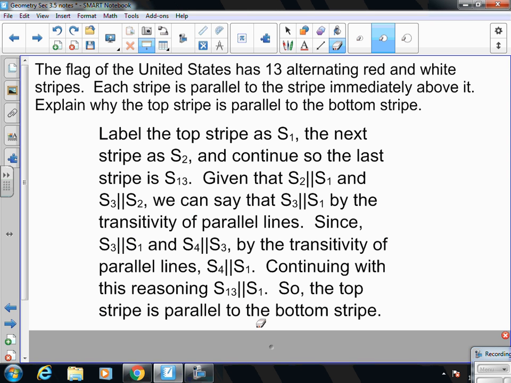And so since stripe 13 would be parallel to stripe 1, the top stripe is parallel to the bottom stripe. Does that make sense? Right. We're comparing each one to the one above it, and then relating them all back to the first one.